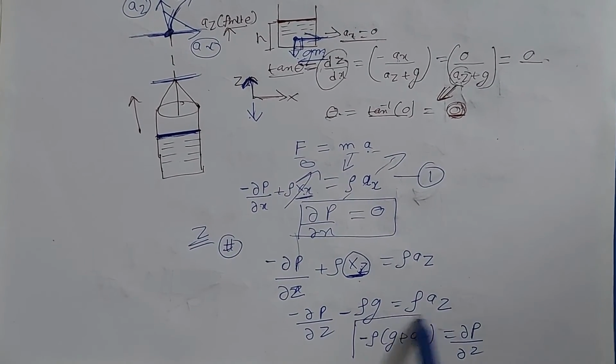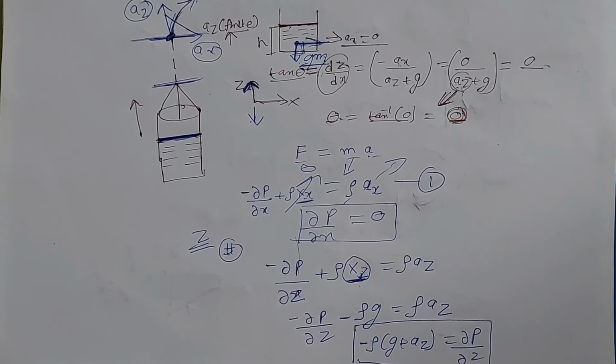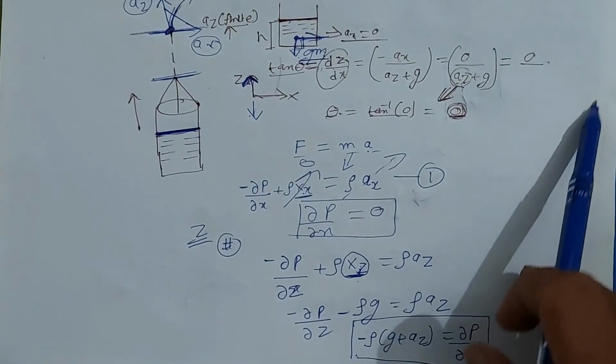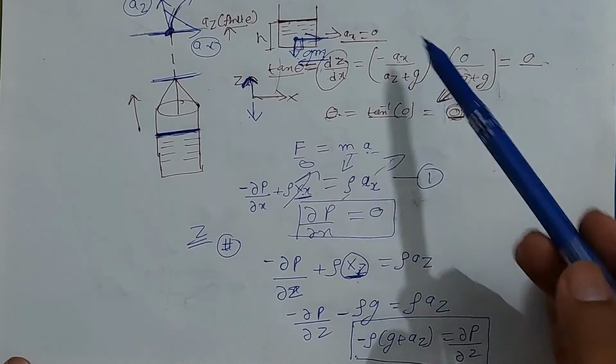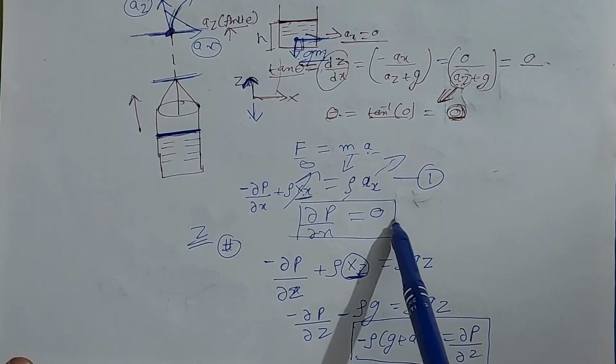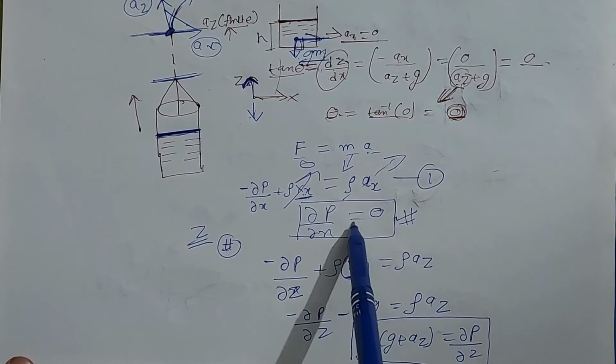So this will be the pressure in this. What I'm trying to say is, if there is a pure vertical motion, then there would be no pressure variation in its direction.